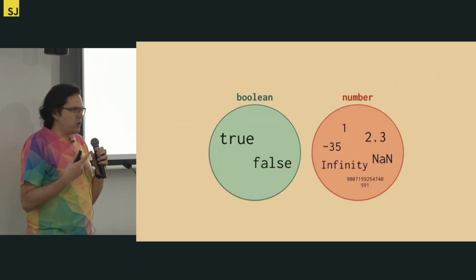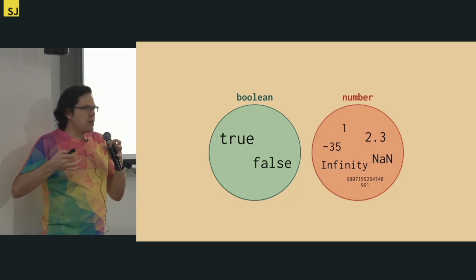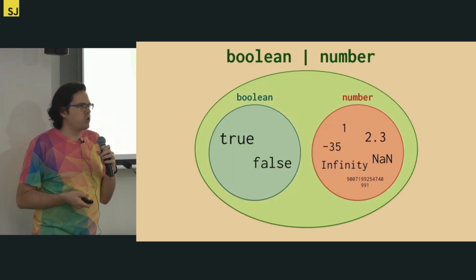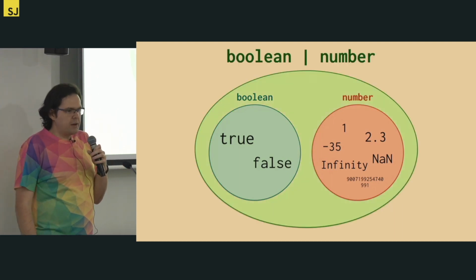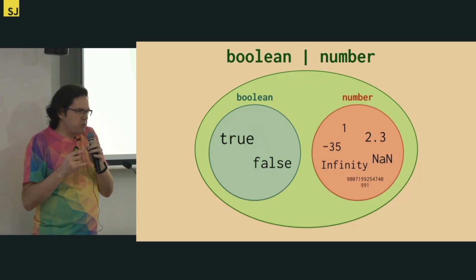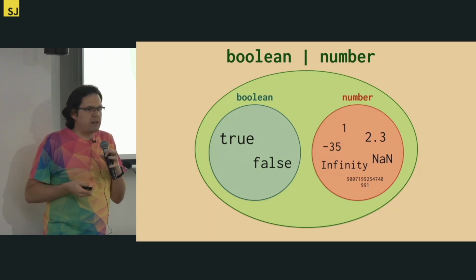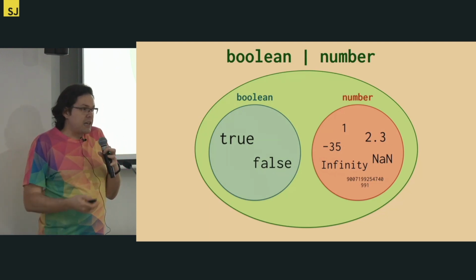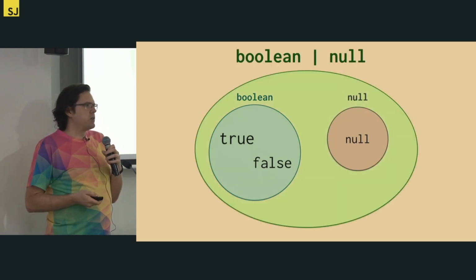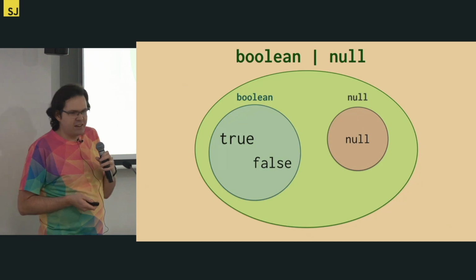So if we have these circles, these grab bags from earlier, what we can do is form this union. We can stick these together into a larger group called boolean or number. So we're forming another grab bag of stuff. We've made some of them smaller, and this one, for example, is making things bigger, combining these groups together to make a bigger group, and then giving it a name. Similarly, you can do this with booleans and nulls. You end up with your true, false, or null trinary kind of thing.